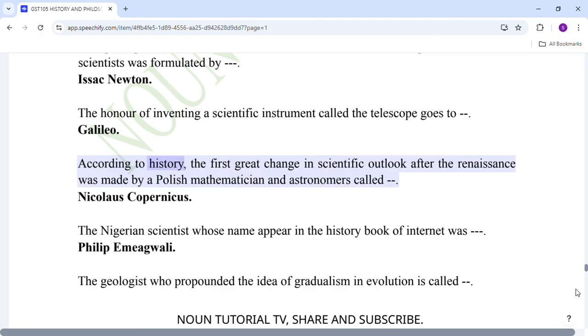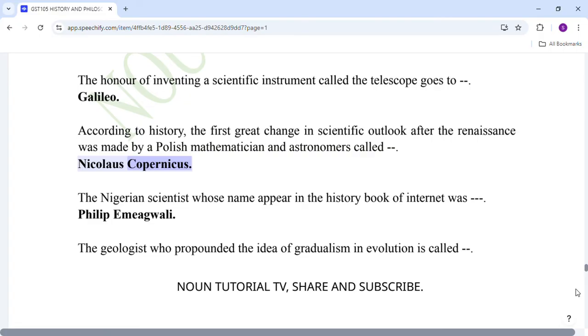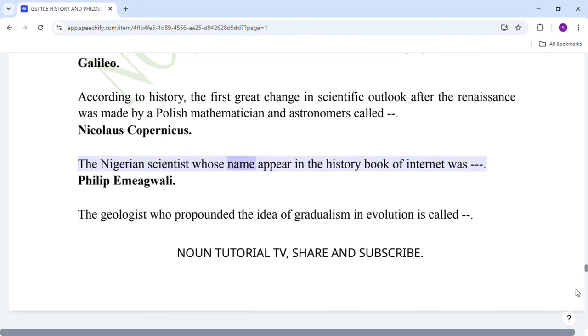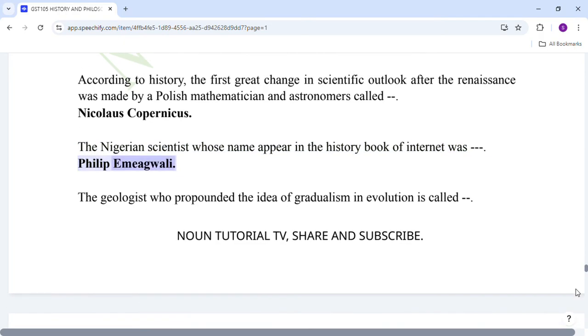According to history, the first great change in scientific outlook after the Renaissance was made by a Polish mathematician and astronomer called Nicolaus Copernicus. The Nigerian scientist whose name appears in the history book of the Internet was Philip Emeagwali.